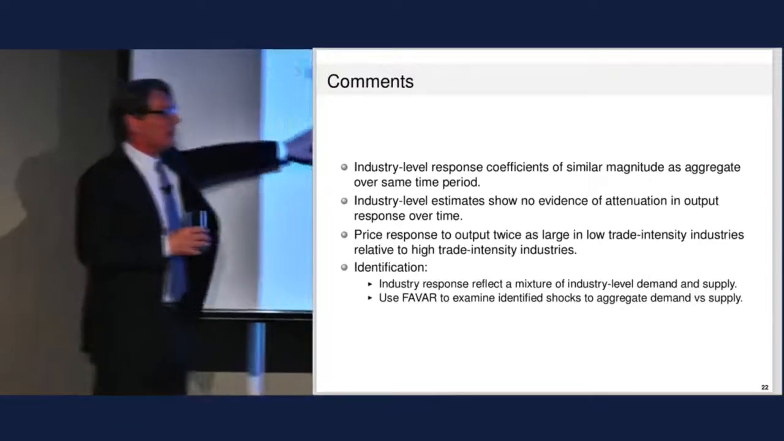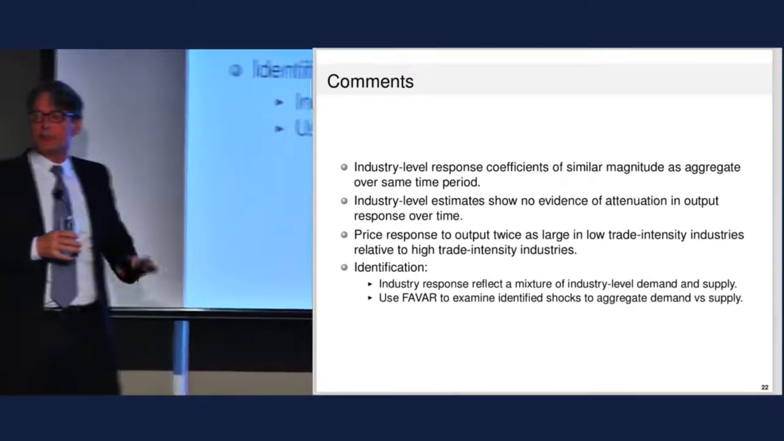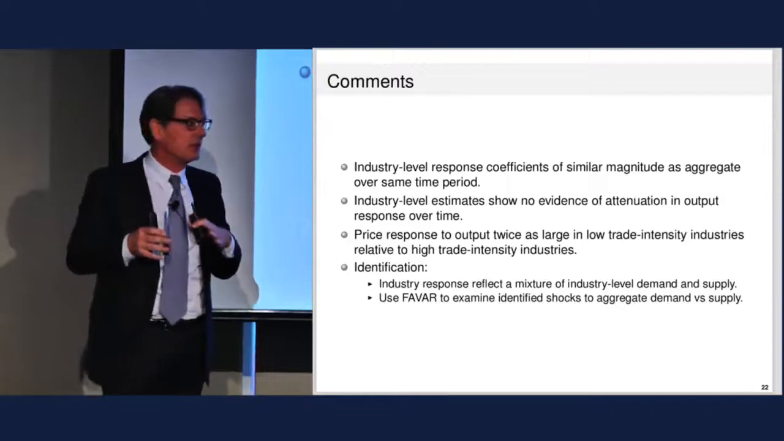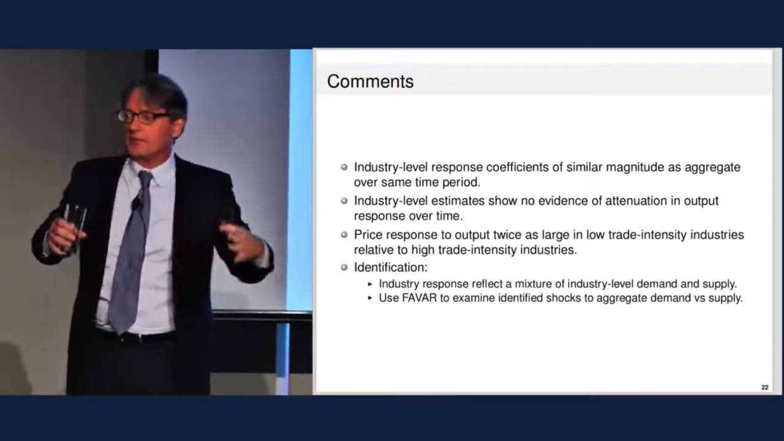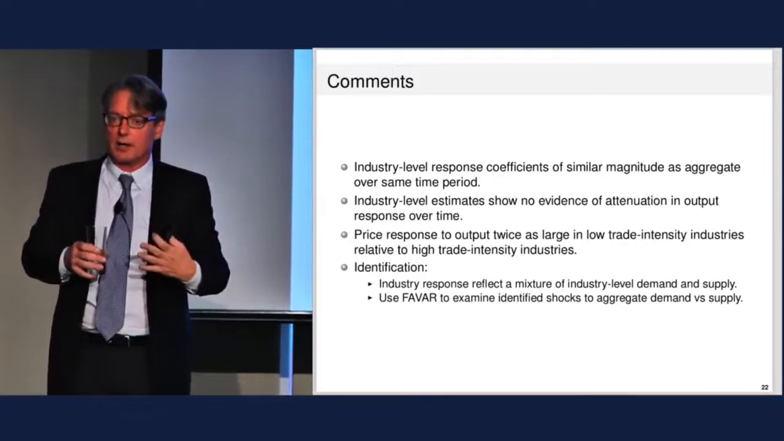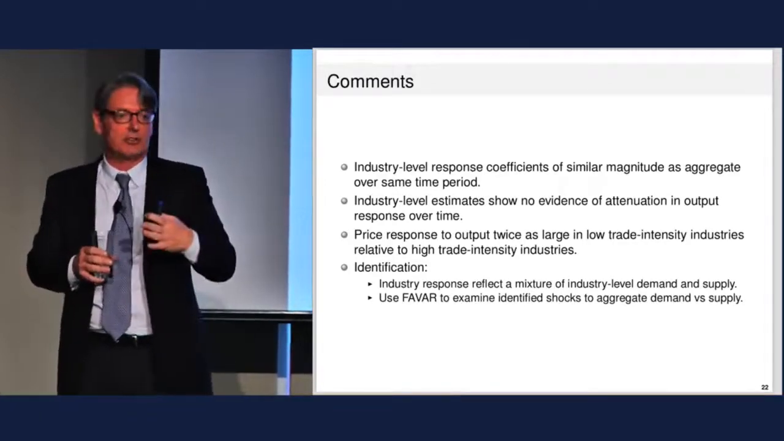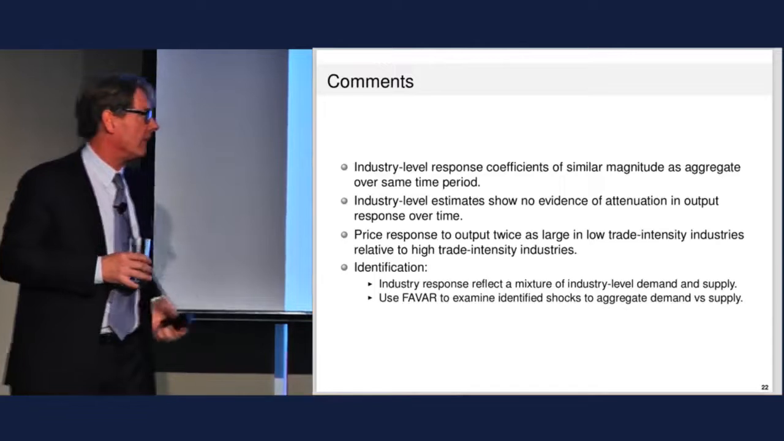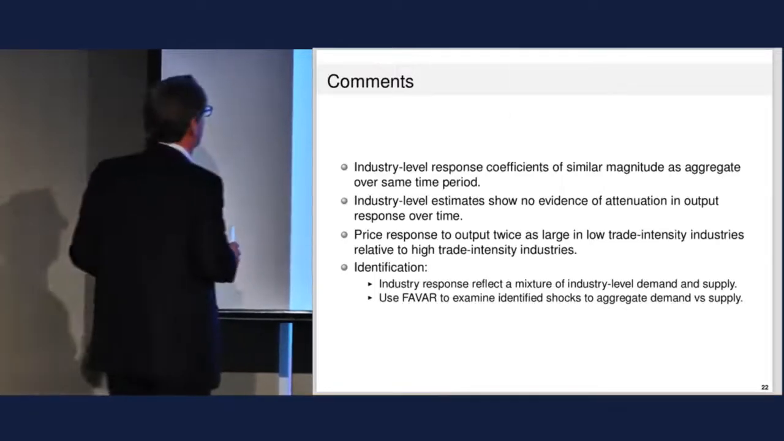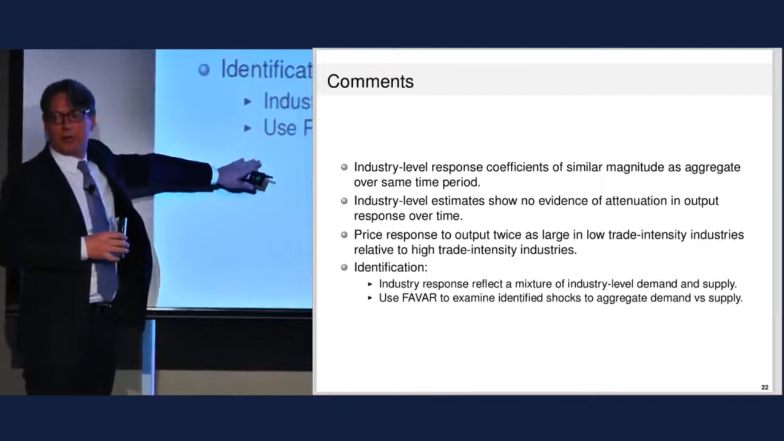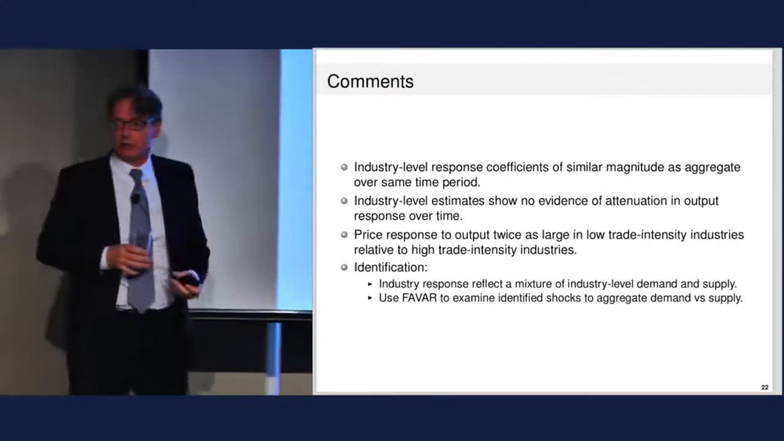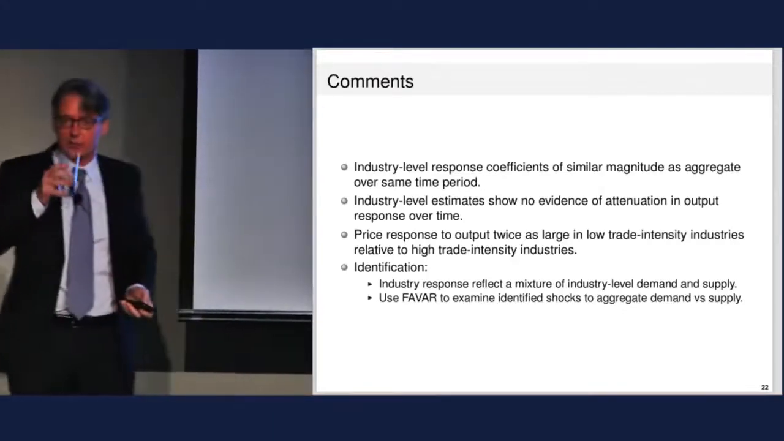But in terms of identification, this is just a regression, so we're mixing supply shocks and demand shocks, and at the industry level, both of these things could be very big forces going on, you know, technological change versus demand and things like that, right? And so now we really want to think a little bit more about identification, and we're going to go to the factor vector autoregression to get that identification.